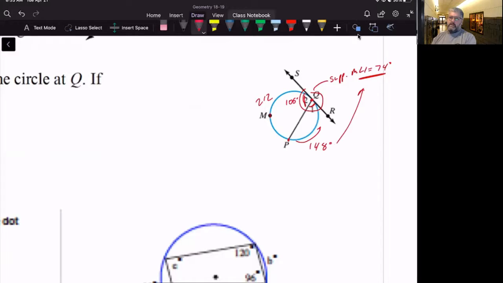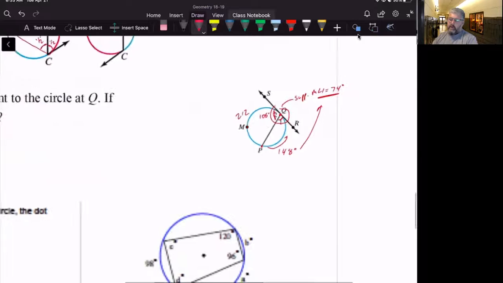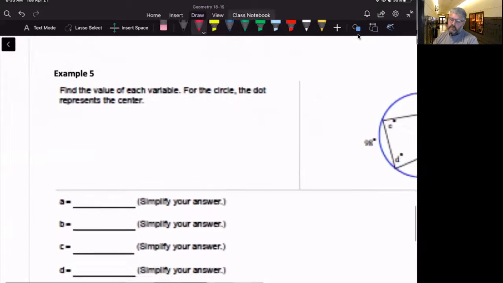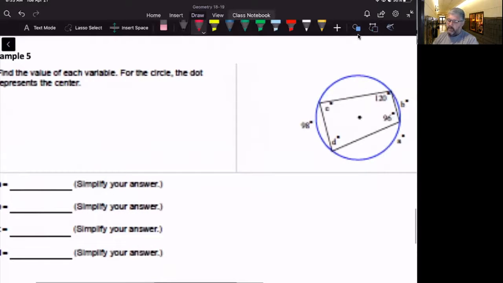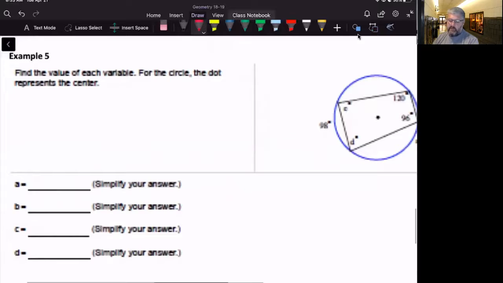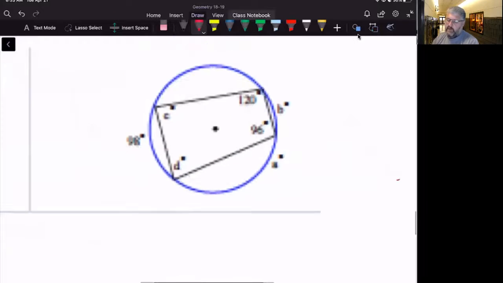Okay. So either way, there's a couple ways to go about a lot of these problems. It just depends on how you want to look at them. Okay. Last example, it's kind of blurry. It's tough to see, but we're gonna get through it. Find the value of each variable. For the circle, the dot represents the center. And that's mainly just so you know that none of these are diameters.